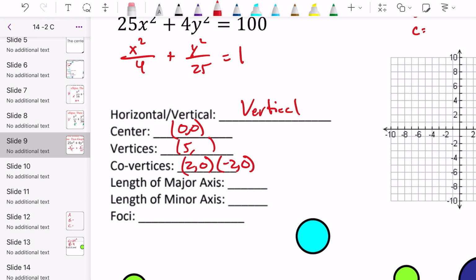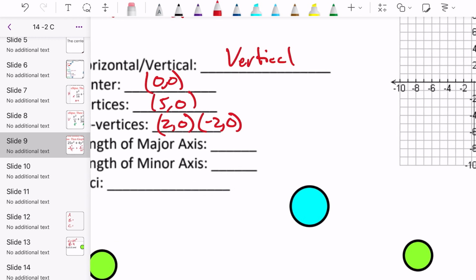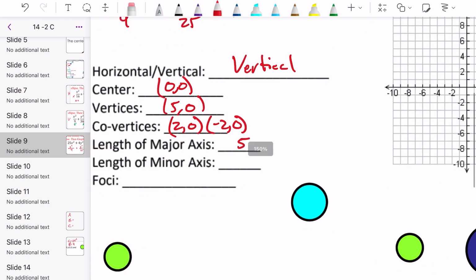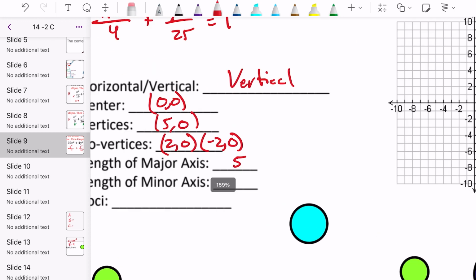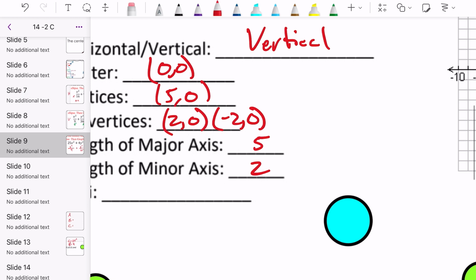Now, the length of the major axis, keep in mind, would be based off of what's the longest side. So in this case, the longest side of our major axis would be the 5 number, which in this case would be A. For the minor axis, we're going to be looking at 2.